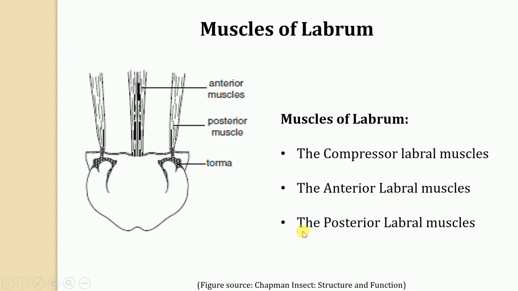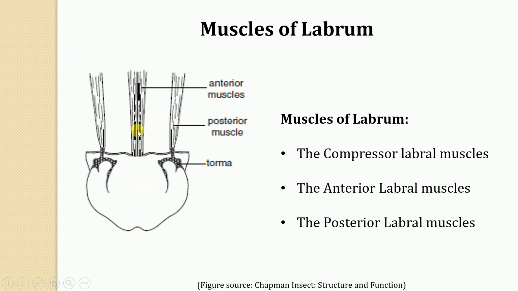The next one is the posterior labral muscle. Now the posterior labral muscles are also paired muscles, but most importantly they are branched labral muscles. Again they originate from the anterolateral region of the frons, and these muscles, that is the posterior labral muscles, pull the labrum backward. Means the anterior muscles give a forward direction, and the posterior muscle pulls it in a backward direction.